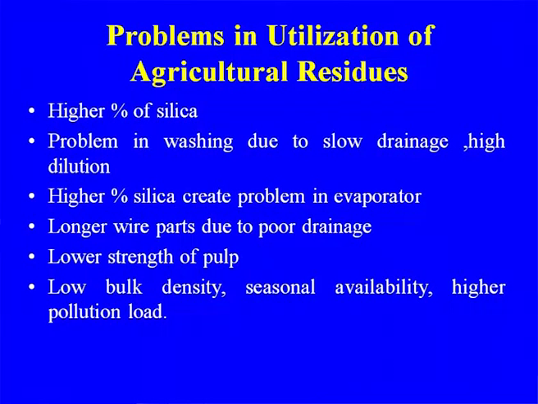Another problem with agriculture residues is the lower strength of the pulp and the low bulk density. Another problem is the seasonal availability. You cannot depend totally upon the bagasse or the wheat straw, because they are available only seasonally. Another problem is the higher pollution load. This is one of the areas where the scope is there, because 10% of the bagasse is still surplus that can be used.